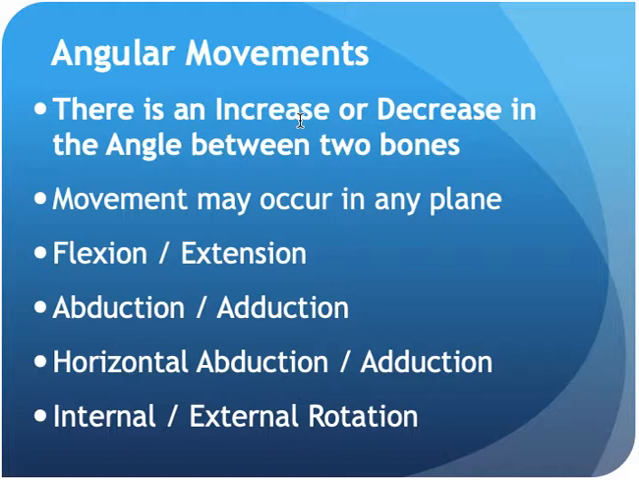And again, movement can occur in any plane, and these are the main motions that you want to be aware of, and then we'll add one more at the end. We're talking about flexion, extension, abduction, adduction, horizontal abduction, horizontal adduction, and then internal and external rotation. You want to make sure that you know, okay, my shoulder joint goes through these motions, my elbow performs these motions. So you want to work through each joint in the body.